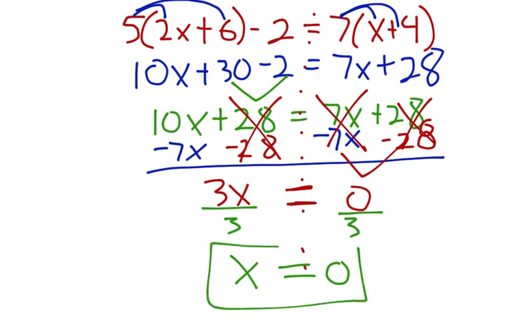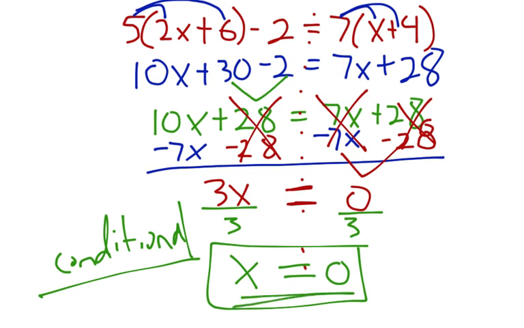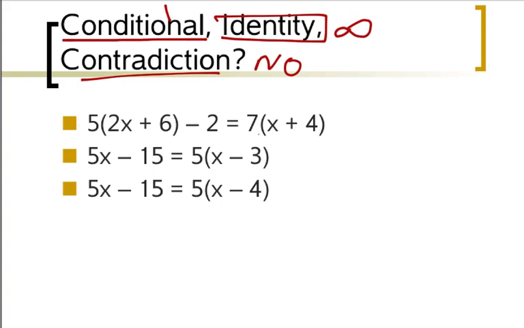So now, this solution was conditional. It's conditional because it's true on the condition that x is 0. In other words, this equation is true when x is 0. That's a condition. So now we're going to take a look at the second problem here.